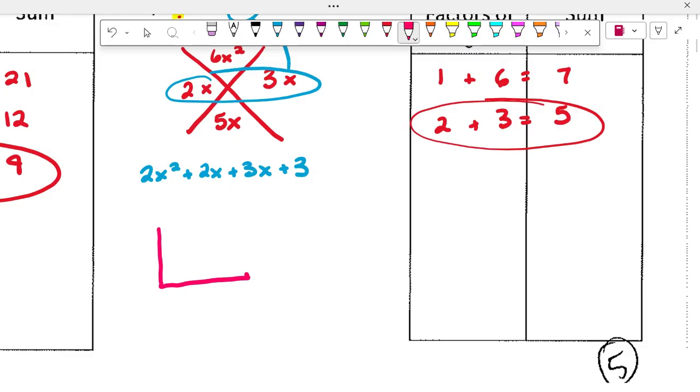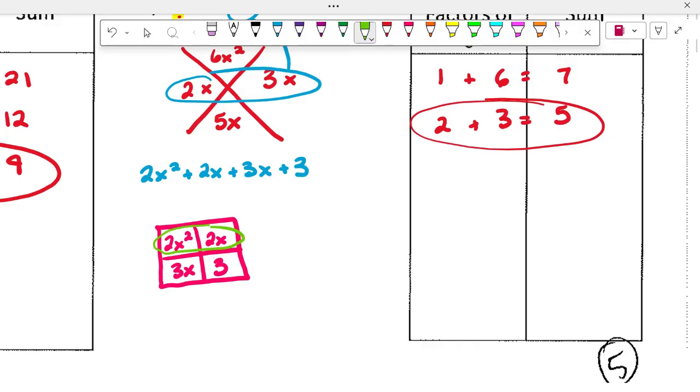All right, so box. Again, we're using the blue polynomial for this. What goes in my top left always? 2x squared, the first term. What goes in my bottom right? 3, the last term. And then the other two, it doesn't really matter, as long as it goes in one of each of those boxes.